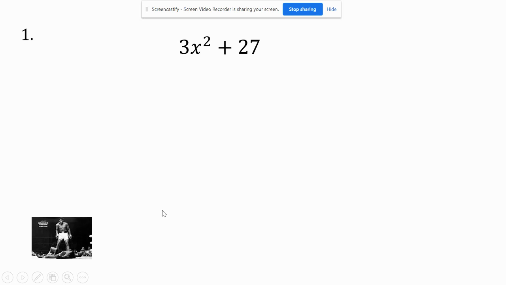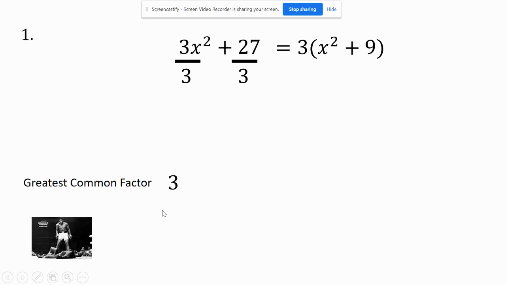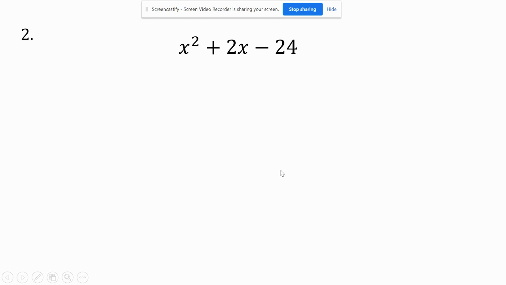You can see a 3 goes into 3 and 27, so I can just factor a 3 out. The answer will be 3 times x squared plus 9. And because that's a plus, it will not factor any further. So that is the answer to question 1. I just had to factor something common out.